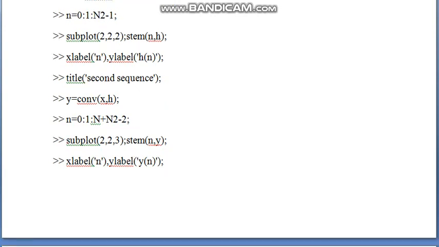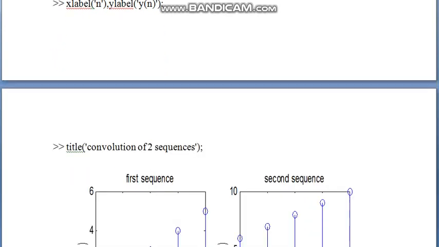Now I will draw this graph in the third position. So the command used will be subplot(2,2,3), stem(n,y). For labeling the x-axis and y-axis, xlabel n and ylabel y[n]. Now I will give the title. The title will be convolution of two sequences.